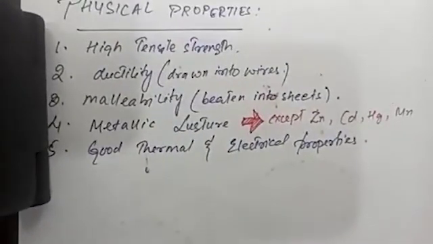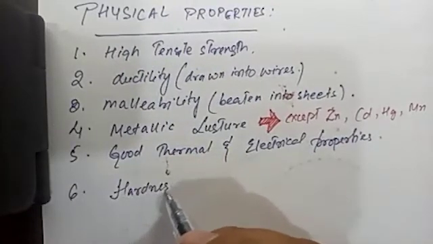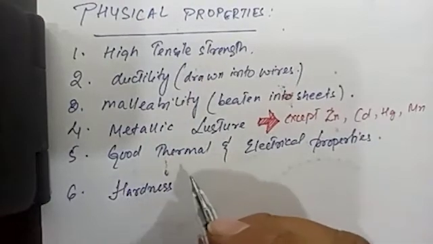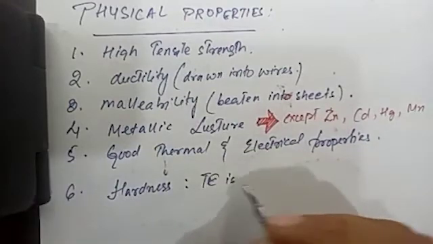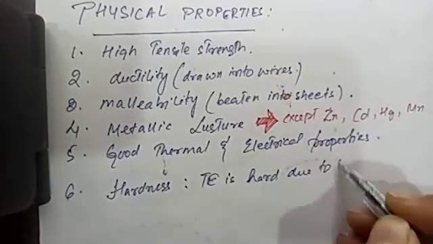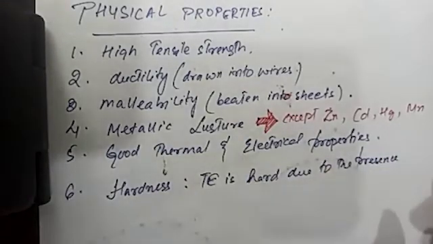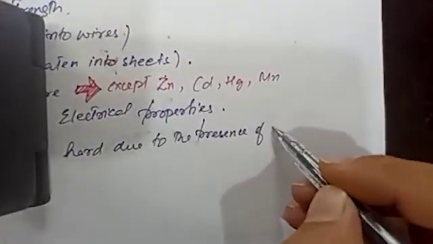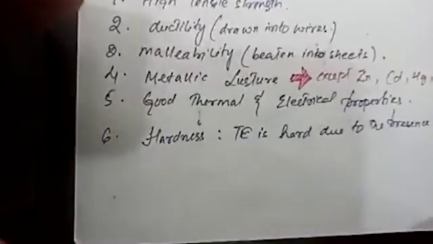So we have come to know the different physical properties. One more important thing is hardness, which we have not discussed. Most transition elements are hard. Why are they hard? We will discuss that also. It is due to the presence of unpaired electrons. So they are very, very hard.